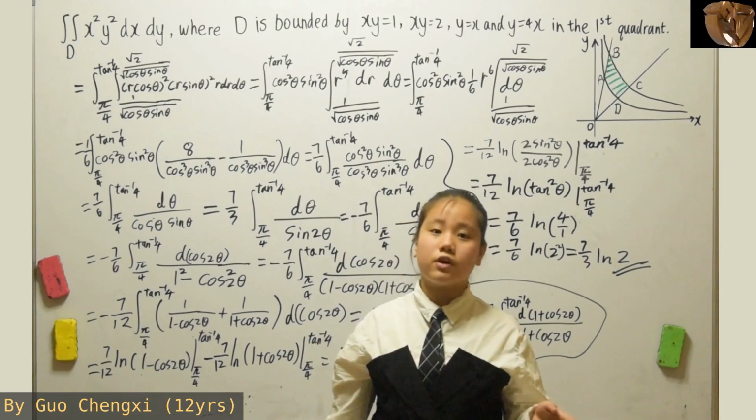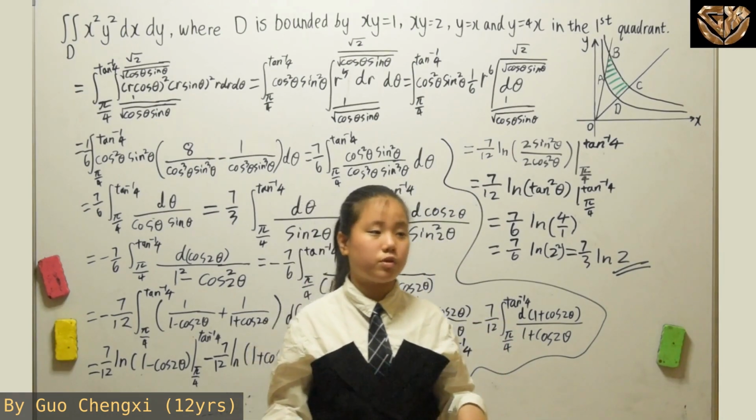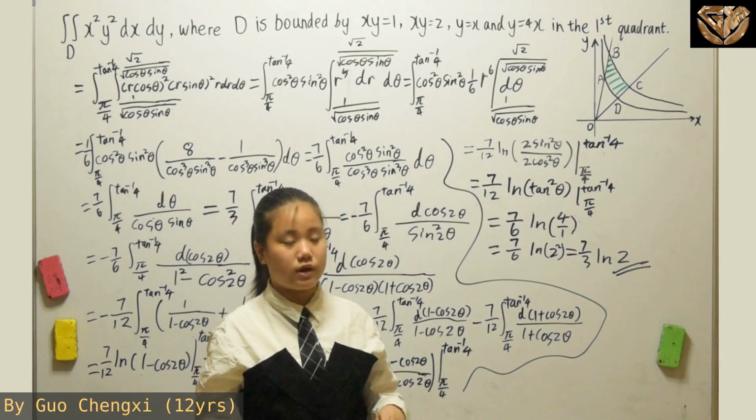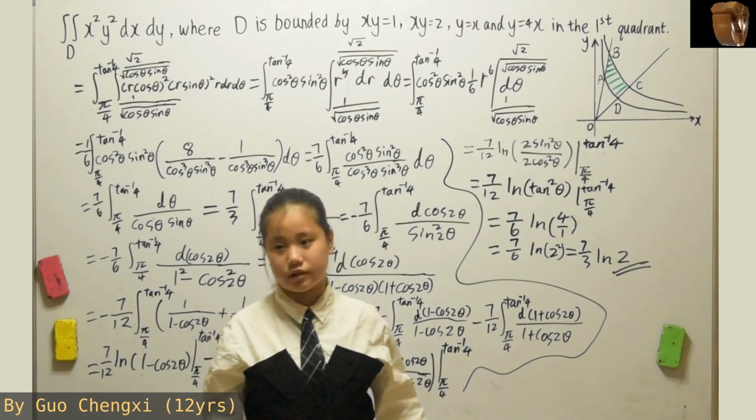So for this lesson we mainly used the double angle formula, sine square theta plus cosine square theta equals 1, and partial fractions.